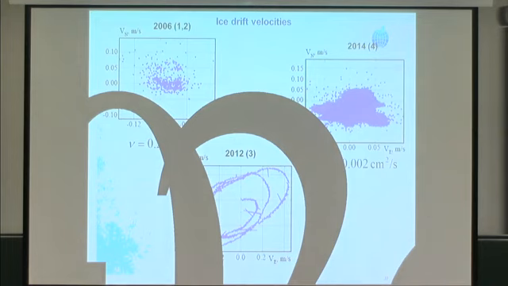What is important? Here you see ice drift velocity. This is the ice drift velocity reconstructed with GPS data. In the situation when we had very significant ice drift, eddy viscosity was very high. And when ice drift was small, eddy viscosity was small.